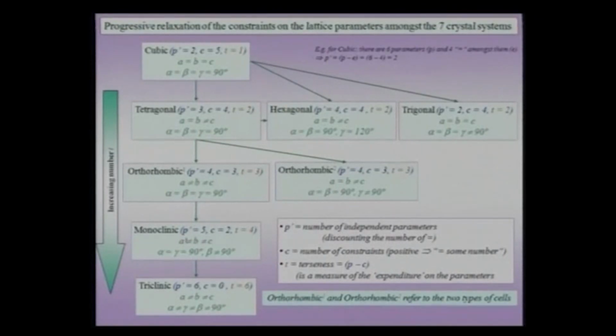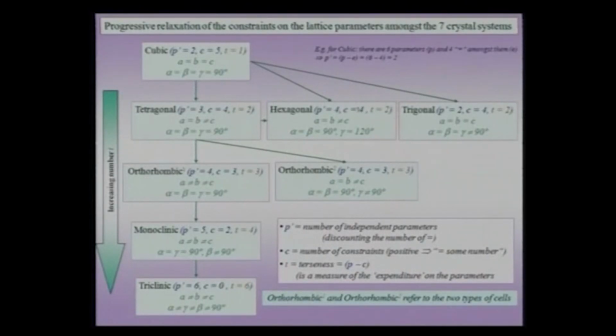So let me classify them, and let us start with the cubic case. We saw that we have 5 constraints, 1, 2, 3, 4, 5 equations, and therefore we got a terseness value of 1. For the tetragonal, one of these parameters is not equal, and therefore we have 4 constraints and my terseness value is 2.